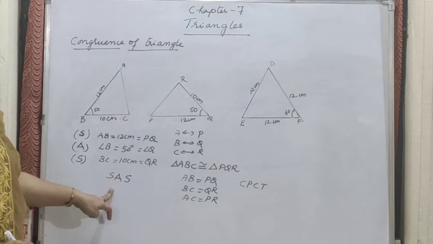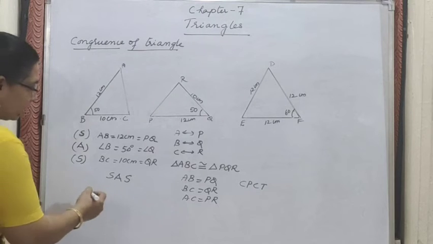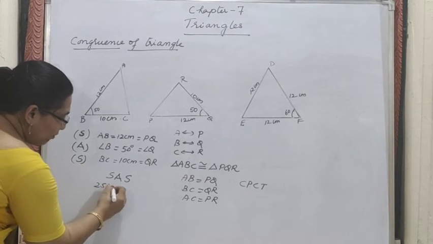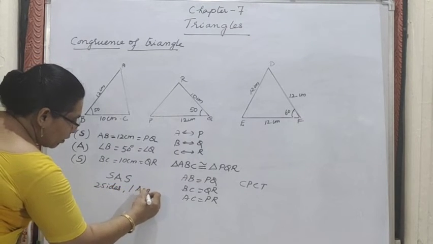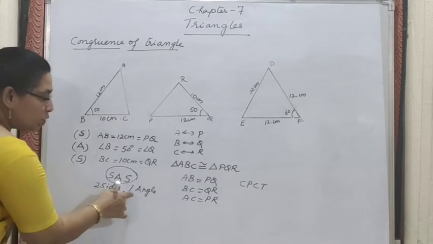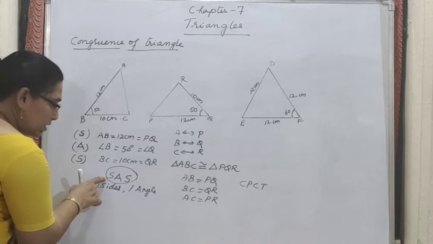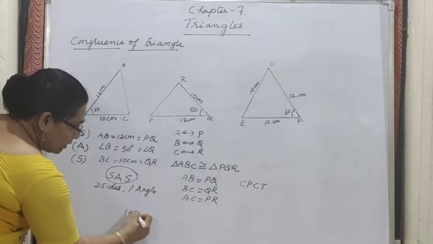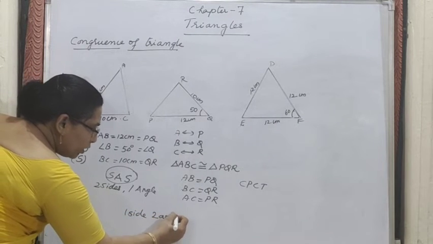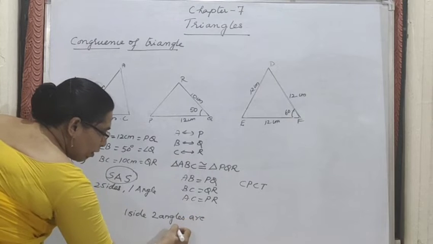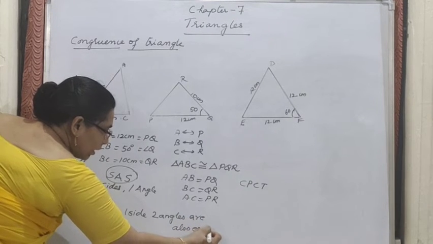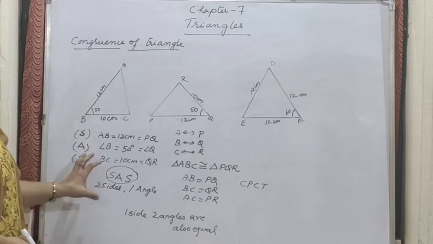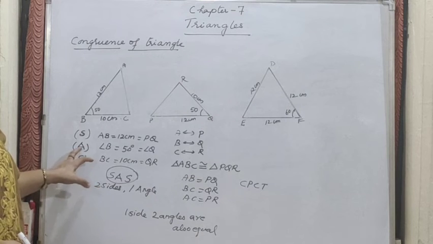So by using this criteria, what is the conclusion we are making? The remaining one side and 2 angles are also equal. This is called the SAS criteria, side angle side criteria. That means we checked only 3. What is the important point here? The angle should be included.